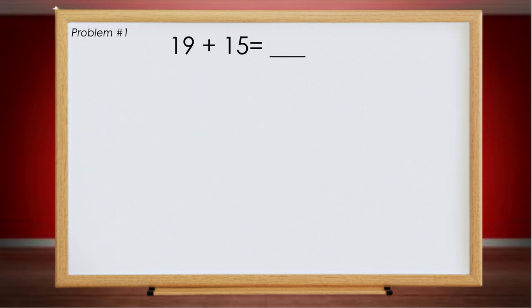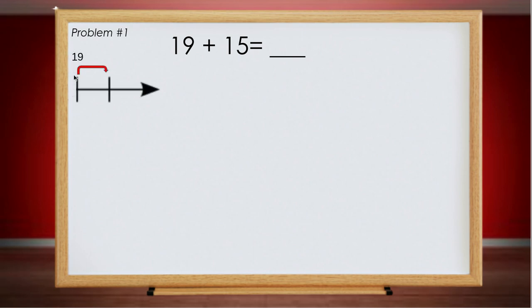Let's try problem number 1. 19 plus 15 equals blank. Now, the very first thing I have to think about is, how can I make the next 10? Now, let's look at these two numbers. When I think about making the next 10, I want to think about which of these numbers is the closest to the next 10. And I know that 19 is the closest.